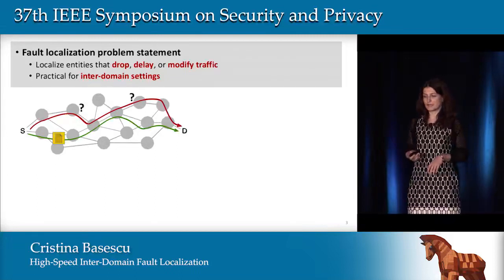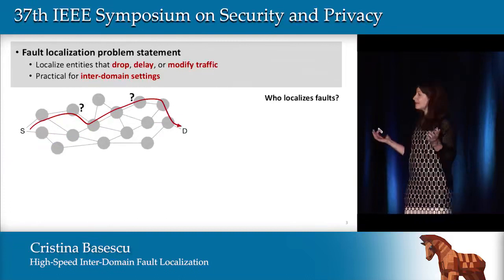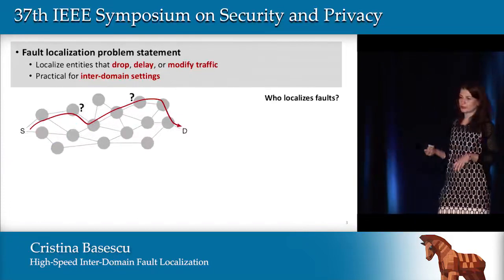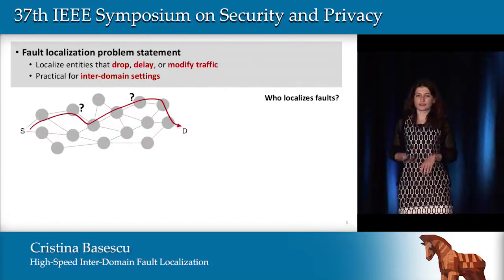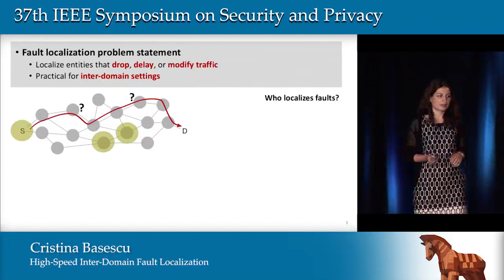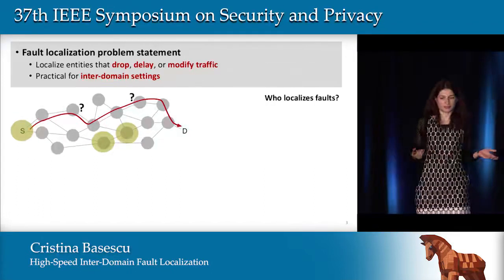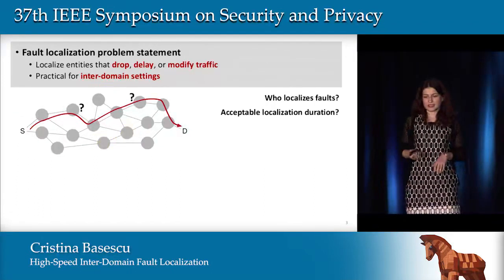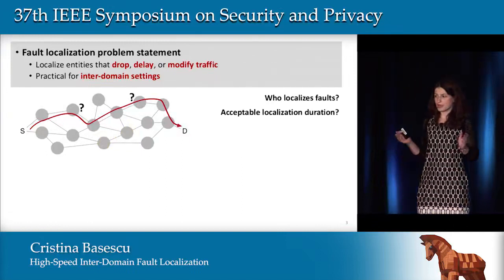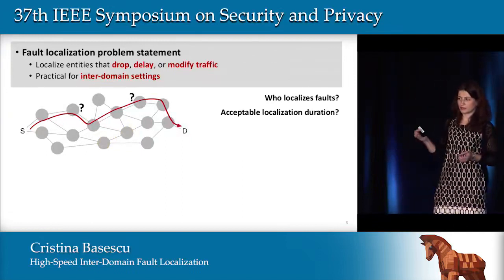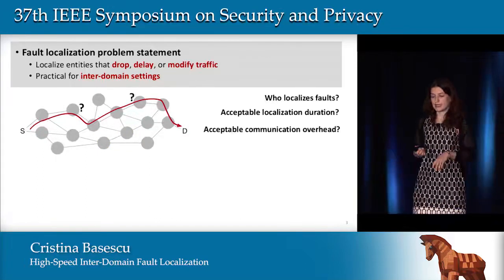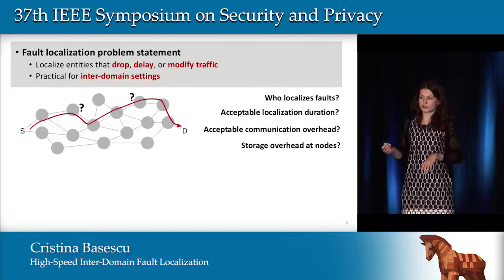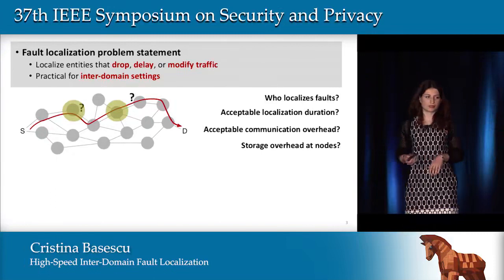And so there are 4 questions that a full localization approach should ask and should answer. The first one is, who localizes faults? Is it the source? Are there perhaps other nodes in the network that localize them? Second is, how long does it take to localize faults? And what is the communication overhead? And finally, what is the storage strain on nodes? I mean, these nodes that support full localization, how much do they need to store?